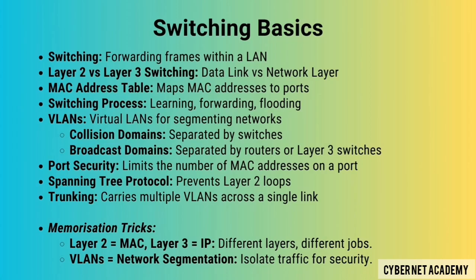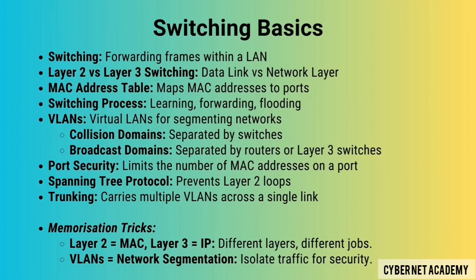Switching operates at layer 2 of the OSI model, focusing on MAC addresses to forward frames within a local area network. The core of switching is the MAC address table, also known as the CAM table, which maps MAC addresses to switch ports. Switches learn these mappings dynamically through a process called MAC address learning.